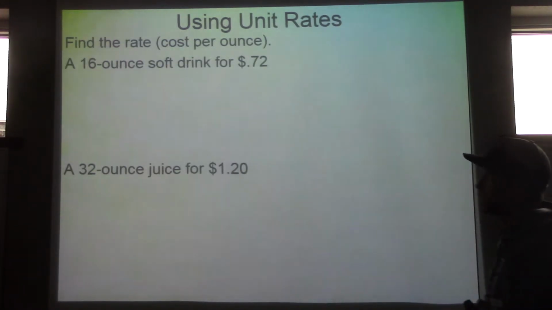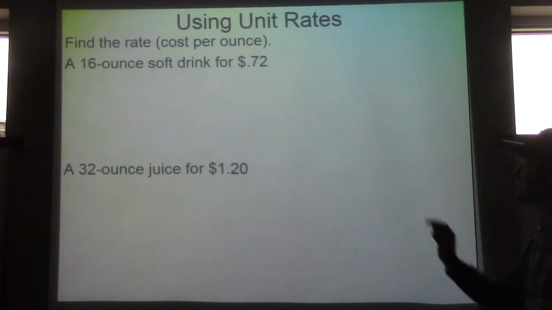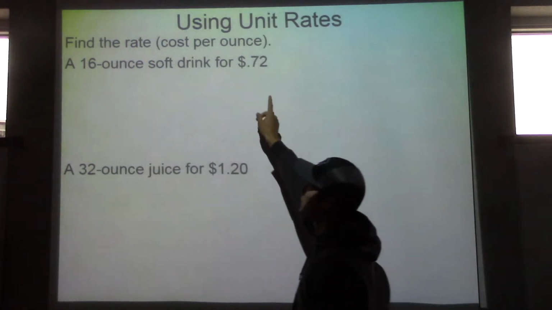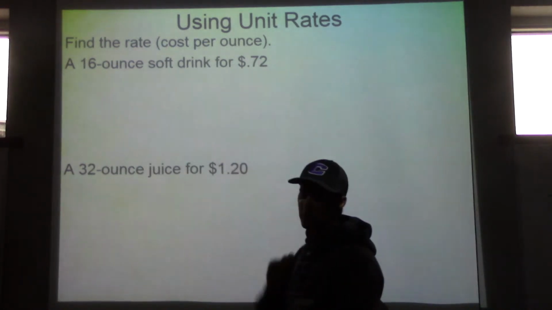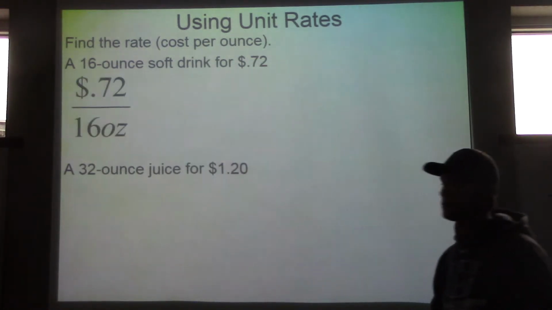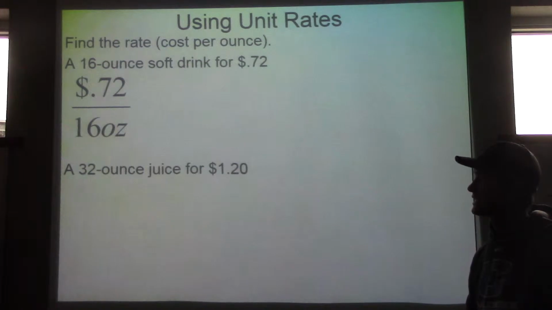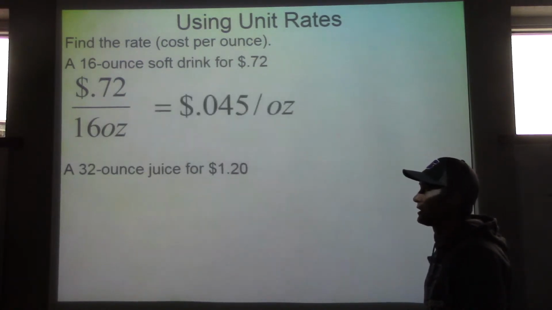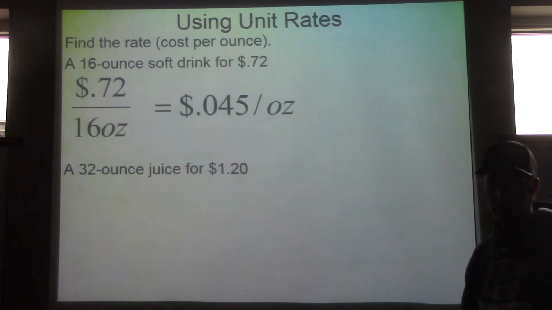So here's some examples. A 16-ounce drink of a soft drink for 72 cents. We want to know how much does it cost per ounce. So if I want to know how much it's going to cost per ounce, my denominator will be my ounces. So it would be 72 cents over 16 ounces, and then we would divide that out and simplify it. So just a reminder, and we would get about 4.5 cents per ounce.